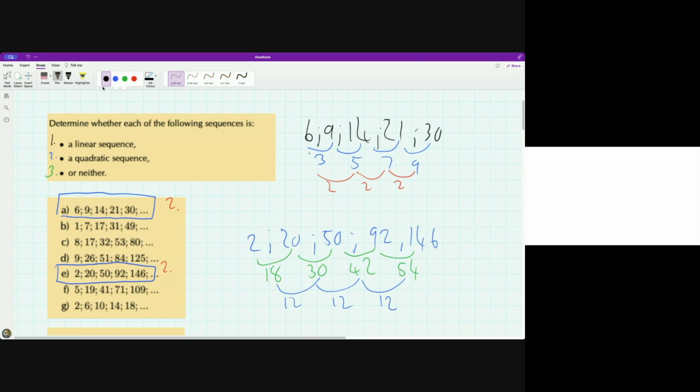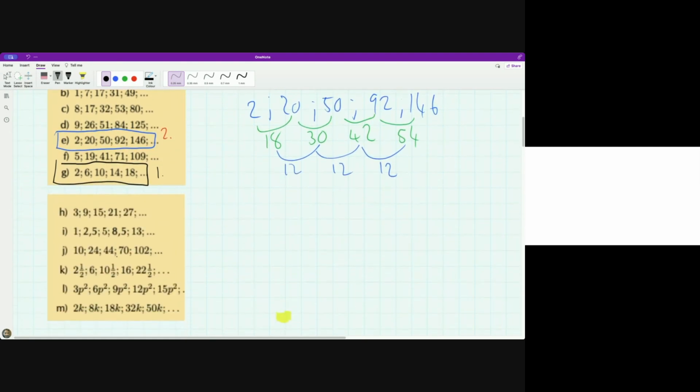Okay, let's do another one. What about this? What type of number pattern is that one over there? So everyone gets that this is not a quadratic, it's a linear number pattern because it's going up in 4s. Loving the chat. Okay, you guys are doing well.